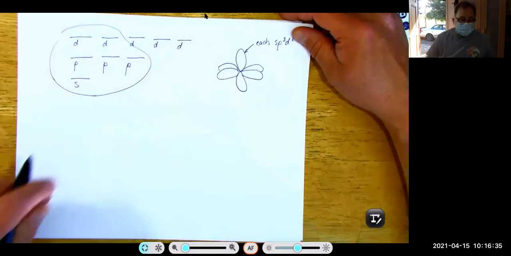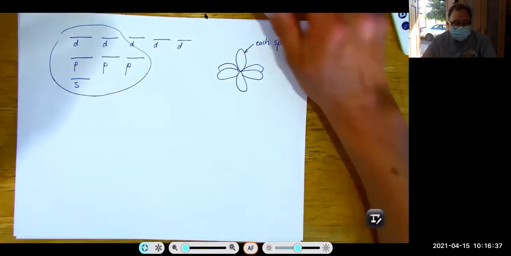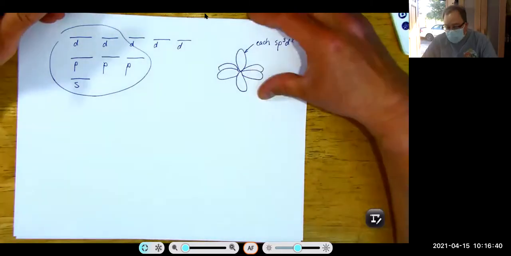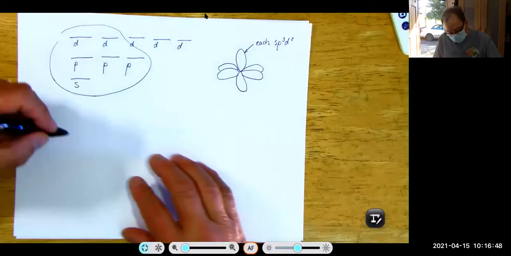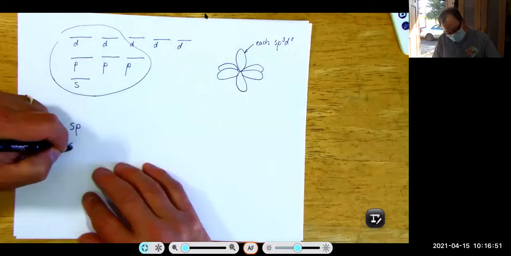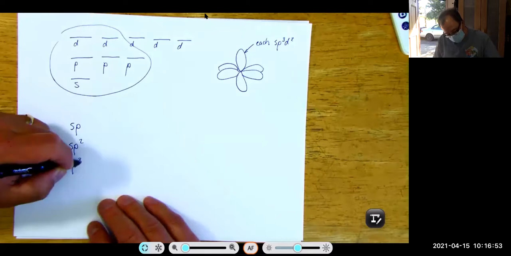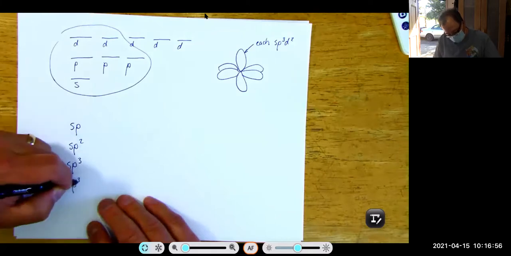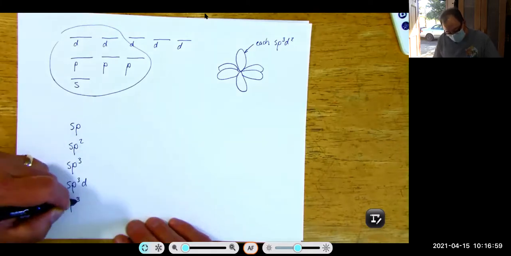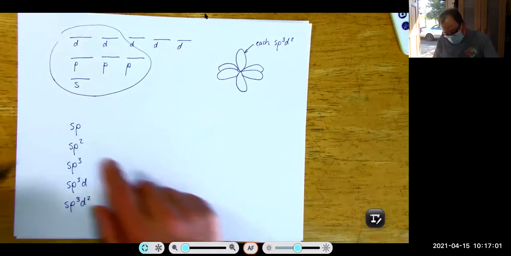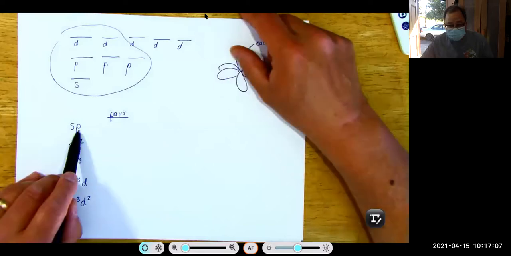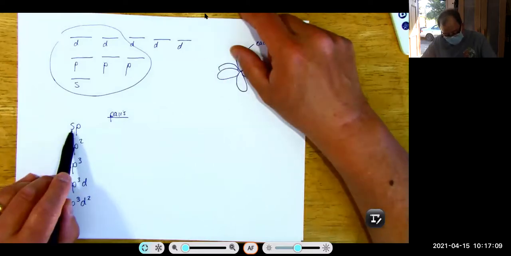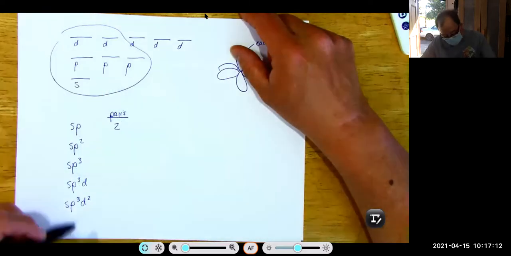So how do you tell the hybridization of an atom? It's really simple. You just look at the Lewis structure, ask how many pairs, and that tells you the hybridization. If you want to know how many pairs to look for, it's real simple. How many orbitals do you see? Well, I see one s and one p, that's 2. One s and 2 p's, that's 3.